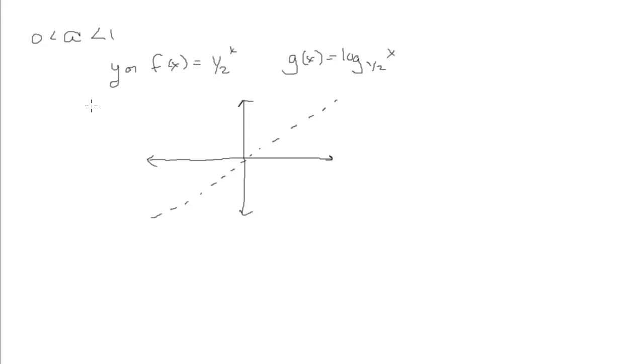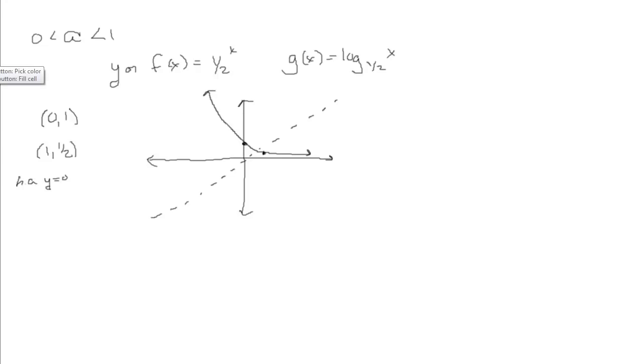So let's go ahead and graph y equals 1/2 to the x first. So remember, we know that when x is 0, f of x is 1. And when x is 1, f of x is 1/2. So I can plot those 2 points, 0, 1, and 1, 1/2. Again, I know that I have a horizontal asymptote, and that is the x-axis, or y equals 0. And so this is a decreasing function that looks like this.